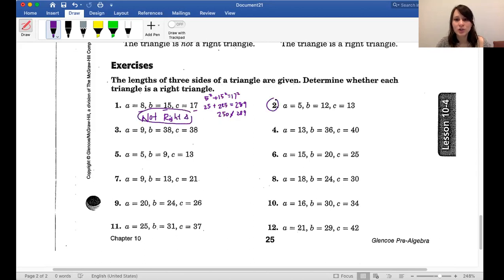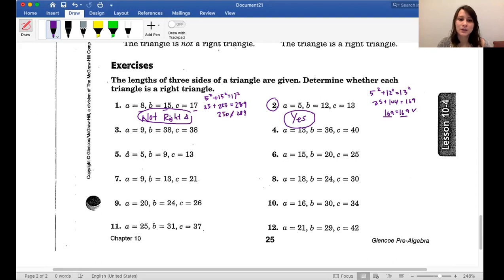Okay, let's try 2. So we're going to plug this in. 5 squared plus 12 squared equals 13 squared. 5 squared is 25. 12 squared is 144. 13 squared is 169. When we add these up, we have 169 equals 169. You know what? That works out. They are equal, and so yes, it's a right triangle, okay?